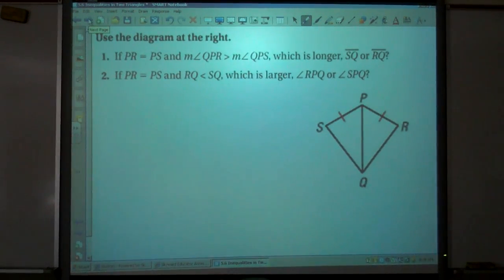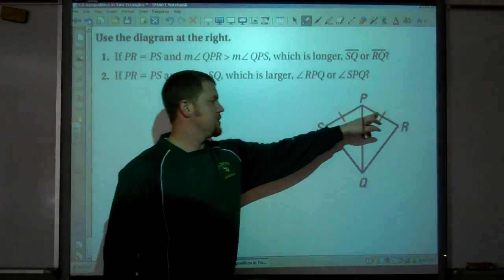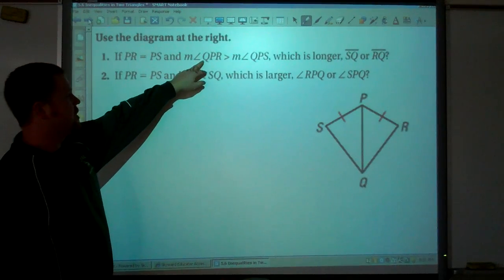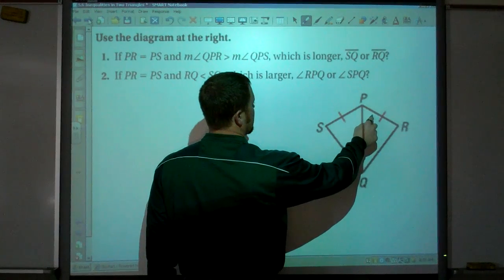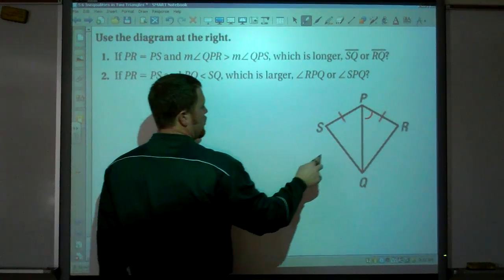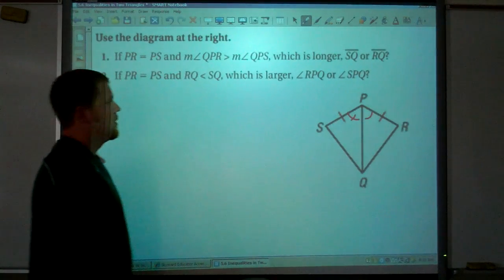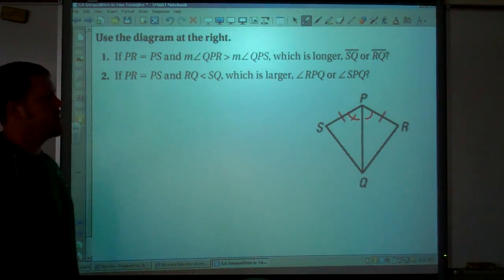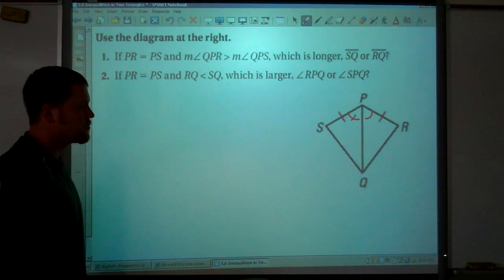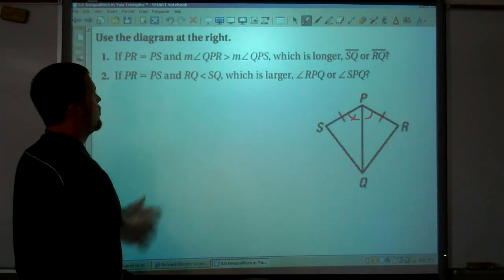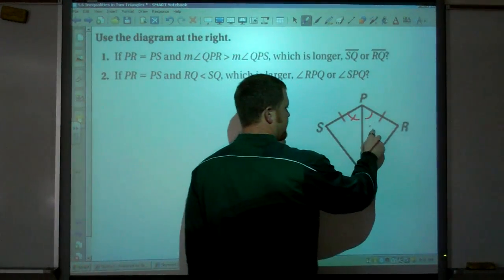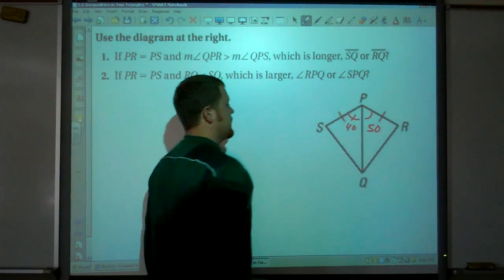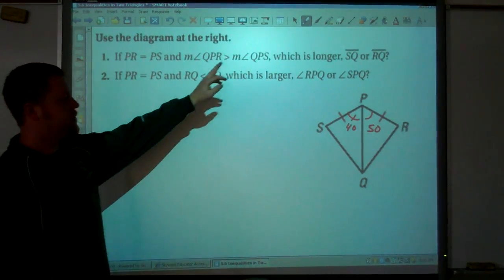Here are two examples again. If length PR equals length PS, these two, and the measure of angle QPR, which is angle QPR here, is greater than angle QPS, which is longer, segment SQ or segment RQ? Angle QPR, that's this angle, is larger than this one. So this one's 50 degrees, this one's 40 degrees, right? What can we say about those segments?